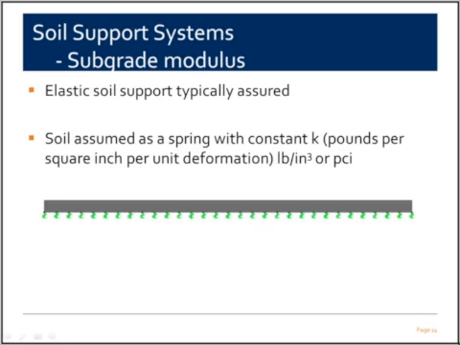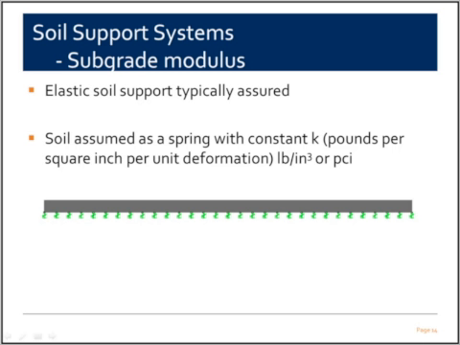But as we know, and as we've seen in the beginning slide, the slab is supported. It's not free-floating. It's supported by a soil support system, which is generally assumed to be elastic, like a continuous set of springs, if you will. The soil has a spring constant of K, which is expressed in pounds per square inch per unit deformation, or PCI.